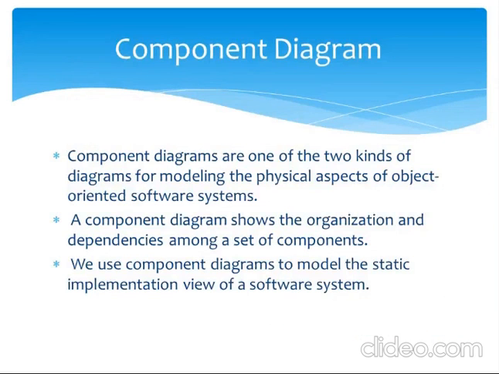Component diagram is one of the architecture modeling kinds, which models the physical aspects of your system. Using this concept, the component diagram shows the organization of various files and also the dependencies among these files. The main use of the component diagram is to model the static implementation view of the system.